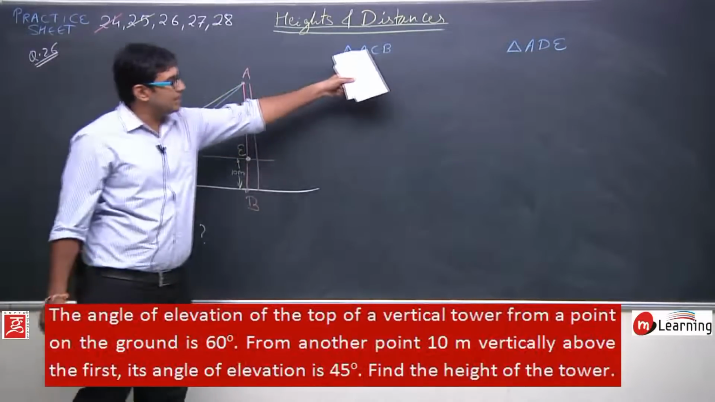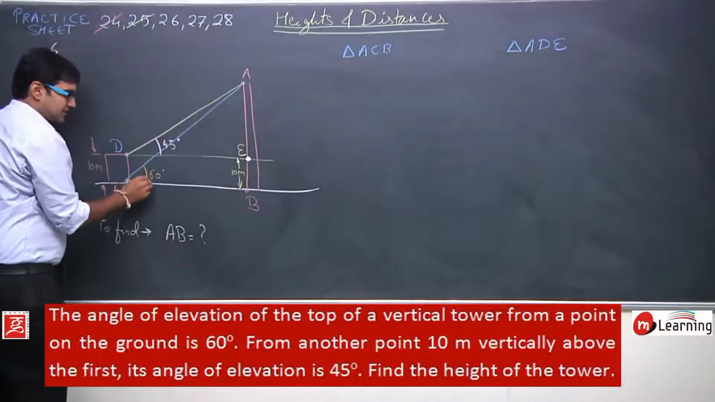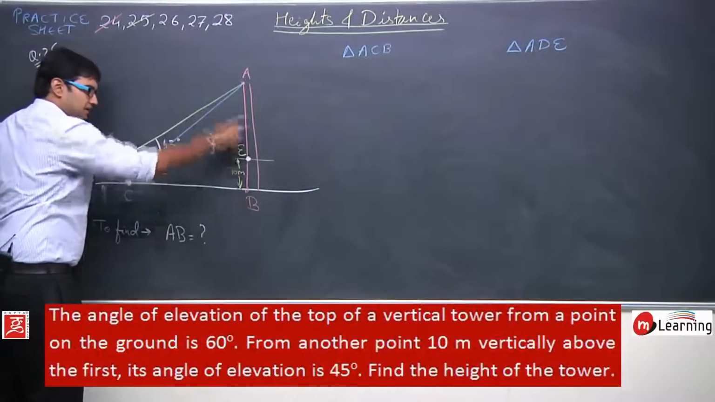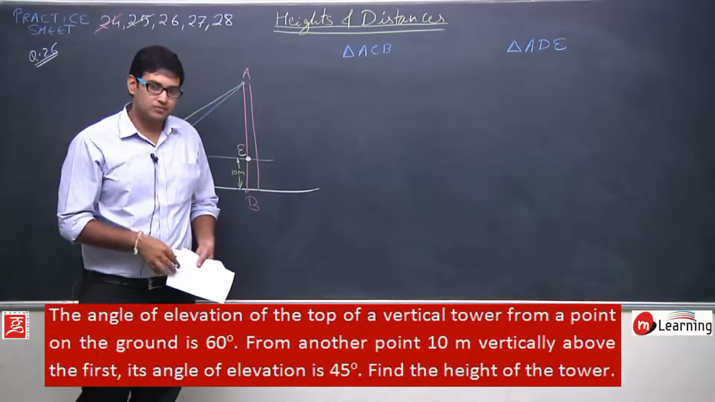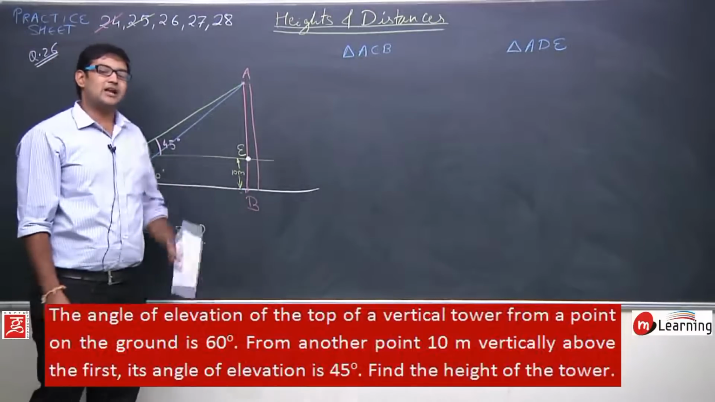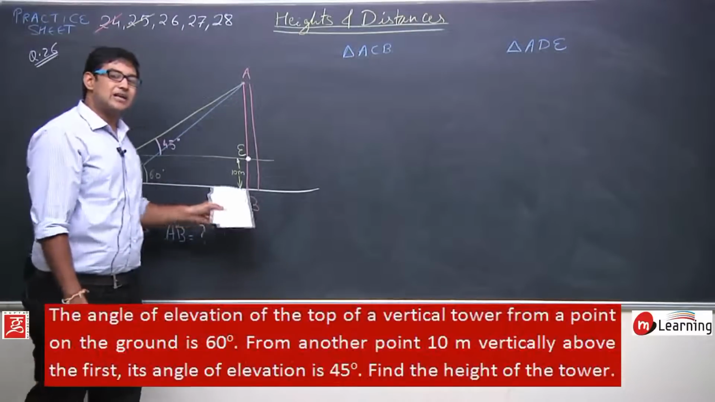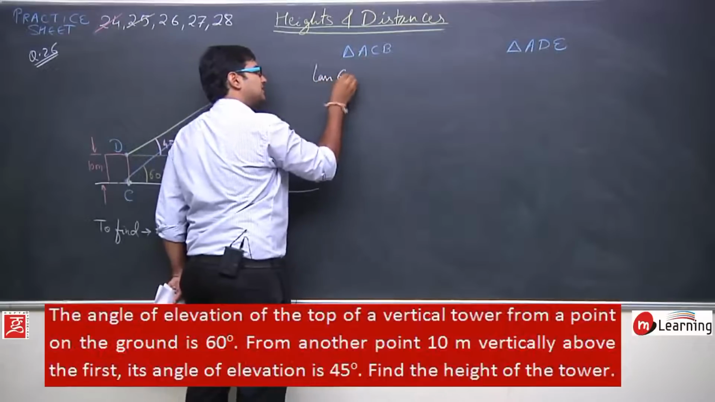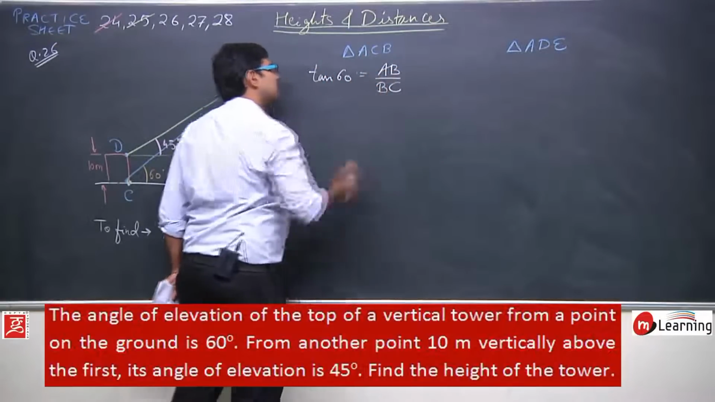If I observe the triangle ACB, in triangle ACB, this angle is given as 60 degrees. With respect to this 60 degree angle, this AB represents the height, the perpendicular, and this CB represents the base of the triangle. So here AB is the height and BC is the base. That's why I can write tan of angle 60 degrees is equal to AB upon BC.